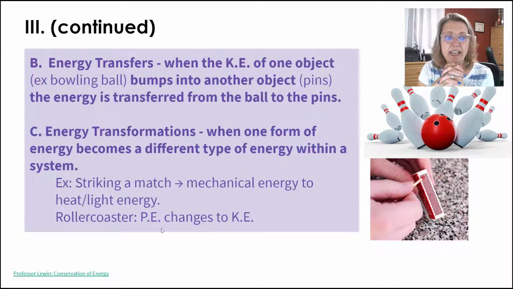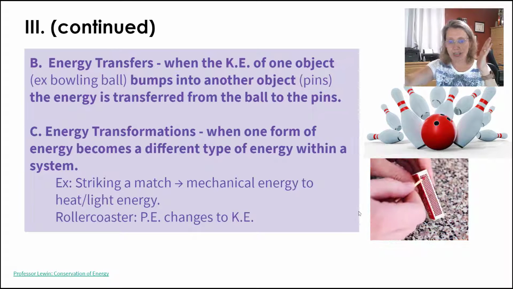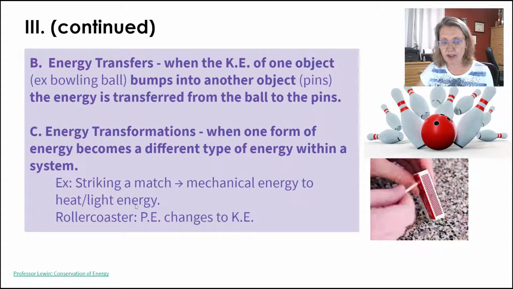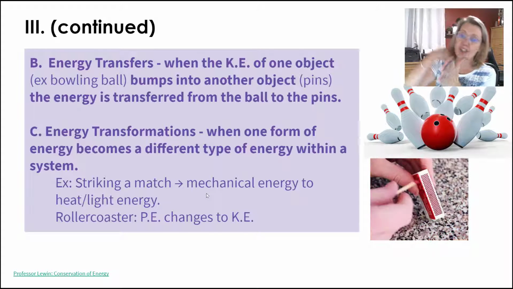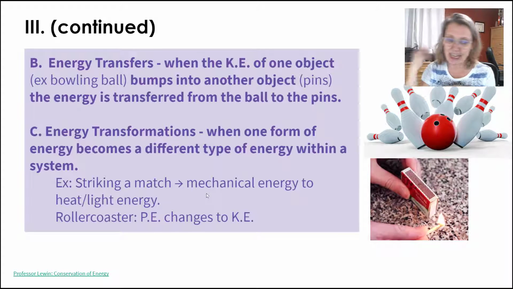The next thing is called energy transformation. And that is when one form of energy is transferred from one type to another type. So an example would be like striking a match. Whenever you have movement, that's mechanical energy. So you're striking the match. Then it changes to heat or light energy. There is a chemical on the end of the match, and that chemical burns. So mechanical energy, the striking of it, changes the chemical part of it, and now you have heat and light.